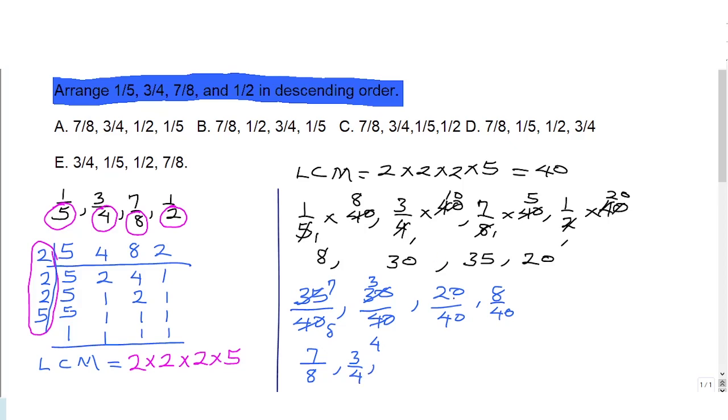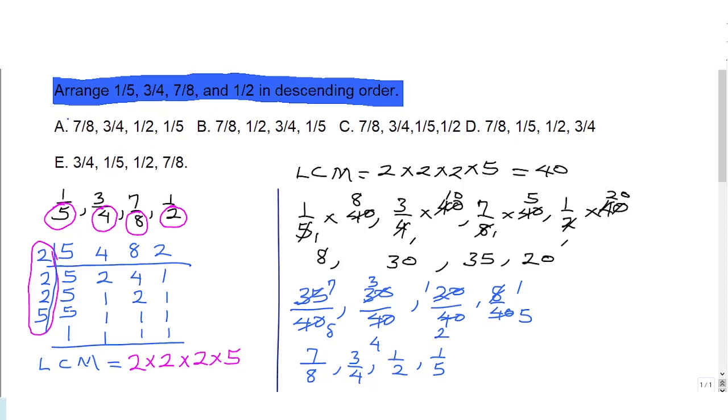Now, if you divide this by 20, 20 here, 1, 20 here, 2. So this one will become 1 over 2. The last one, if you divide this by 8 here, 1. Divide 8 here, you will get 5. This is 1 over 5, comma, 1 over 5. And this is the final answer: 7 over 8, 3 over 4, 1 over 2, 1 over 5.